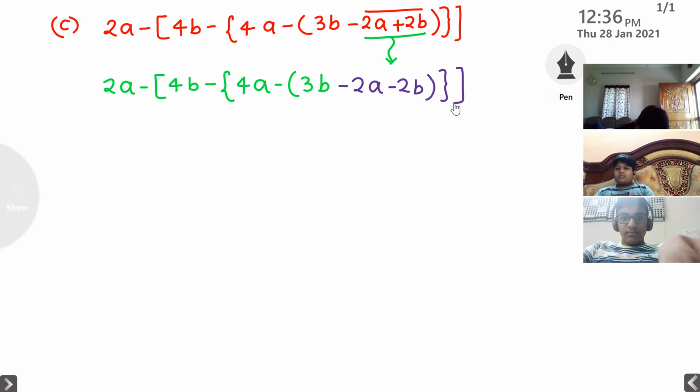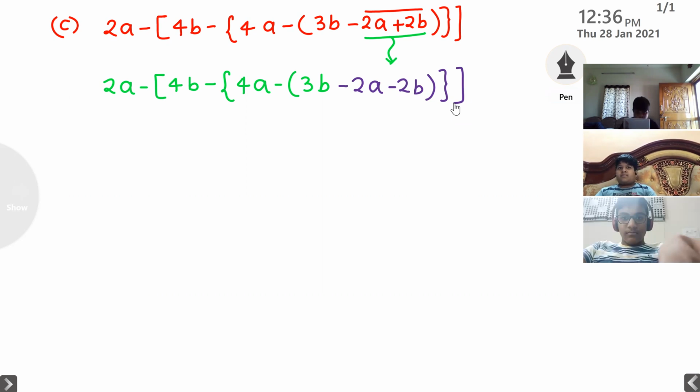Understood, everyone? Students, where you are making mistakes, whatever plus is there, we will write plus only. That is wrong. Because before this bracket, what is there? Minus is there. It means the sign will change.